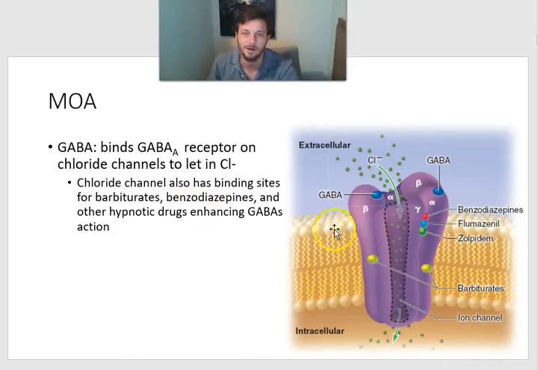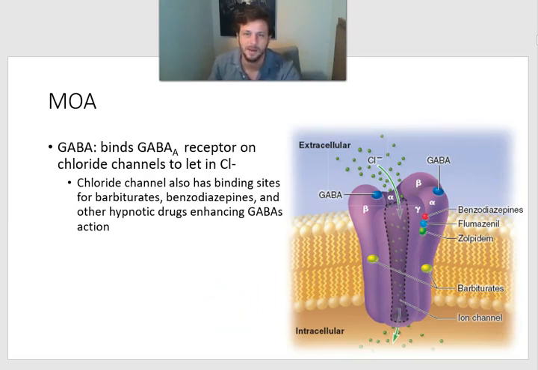This chloride channel also has binding sites for barbiturates. You can see them here. It also has binding sites for benzodiazepines. And then a couple other drugs that act similar to benzodiazepines, so they bind to this receptor BZD1 that we'll talk about in a little bit.